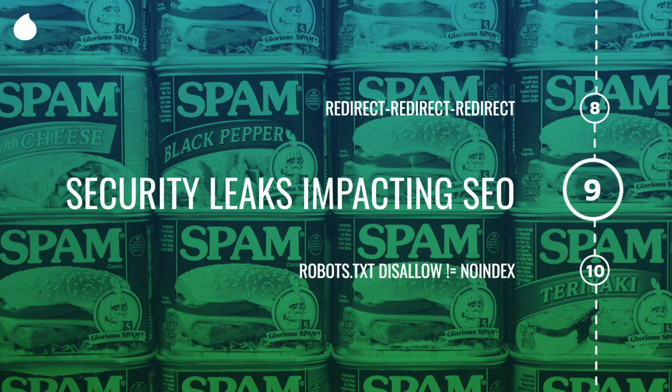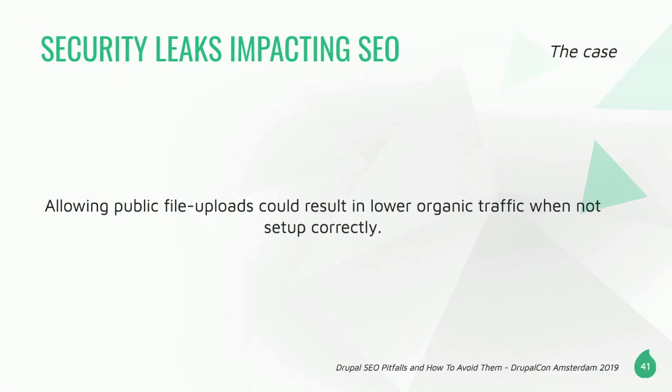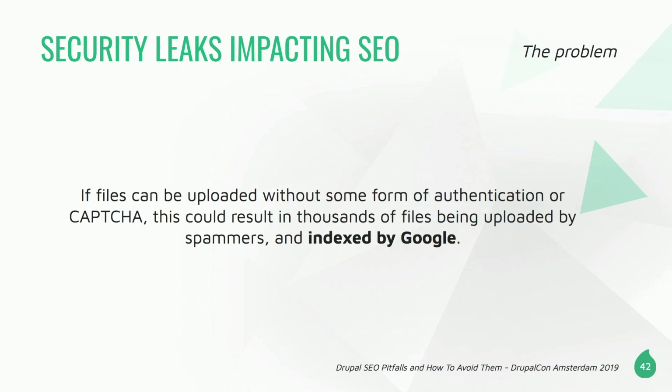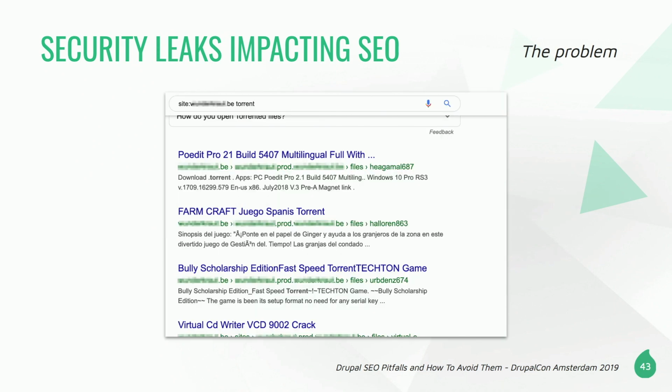Next up, talking about security leaks impacting your SEO. So if you allow public file uploads in some way, if you don't pay close attention, it could result in lower organic traffic. For example, a public file upload could be on an HR page where people can upload their resume, things like that. You want to have some form of authentication on this upload, so it's verified that spammers can't just spam your form and add hundreds or thousands of files to your website. Because sometimes, depending on your configuration, these files are uploaded and then indexed by Google.